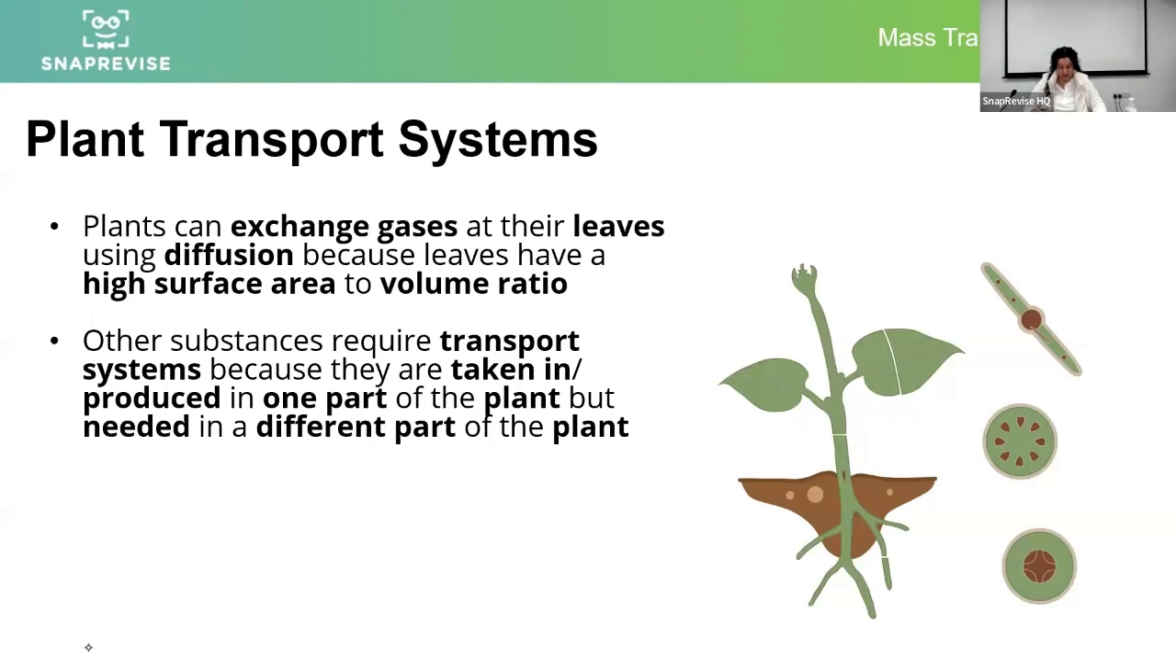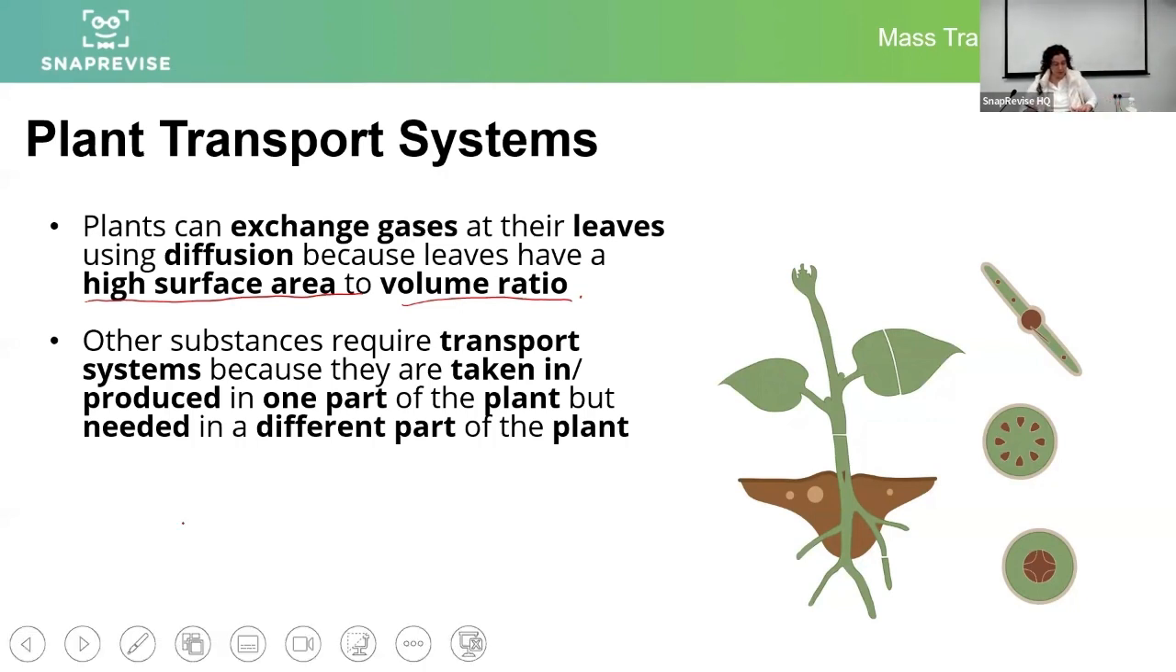Gas exchange, which only takes place in the leaves, does not need a dedicated transport system because the leaves have adaptations, which is basically their shape, that they're flat and thin, that maximize the surface area to volume ratio. So no transport needed for gases. Other substances, though, the substances that are taken in by the roots, as well as substances that are made in the leaf, namely glucose, but also amino acids and lipids, are either produced in one part of the plant or absorbed in one part of the plant, so they need to be distributed to the rest of it.